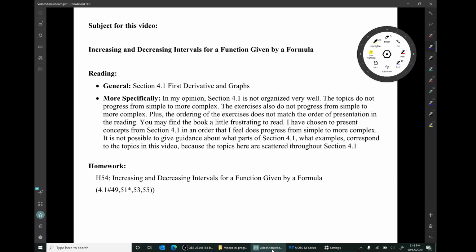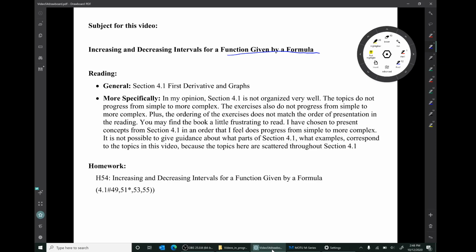Hi, I'm Mark Barsamian. In this video, I'll be discussing increasing and decreasing intervals for a function given by a formula. Now recall that in the previous video, we discussed increasing and decreasing intervals for a function given by a graph. So this is a new thing, functions given by a formula.